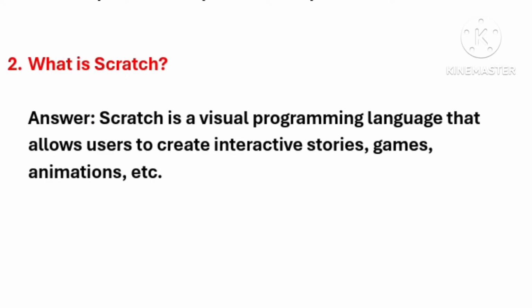Our second question is, what is Scratch? Answer to this question will be, Scratch is a visual programming language that allows users to create interactive stories, games, animations, etc.